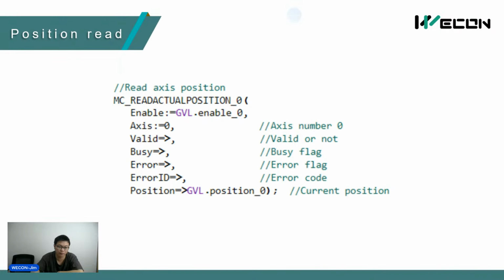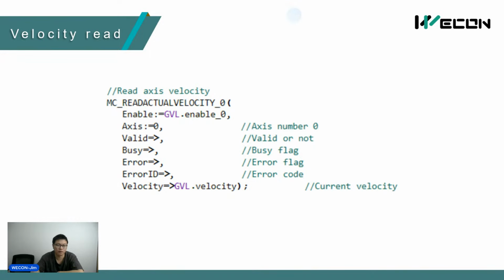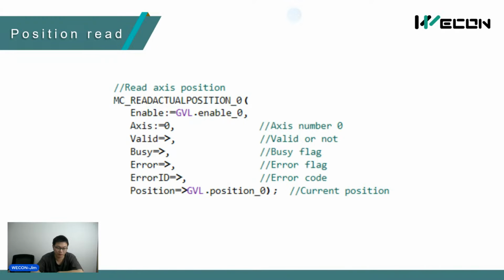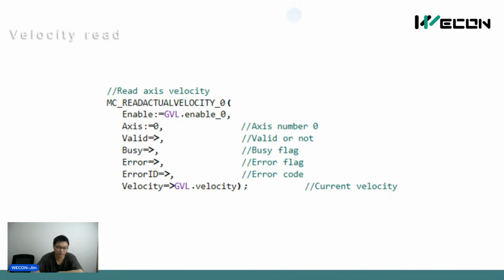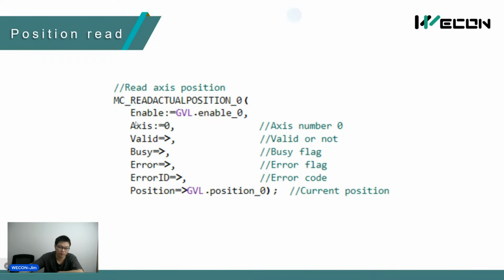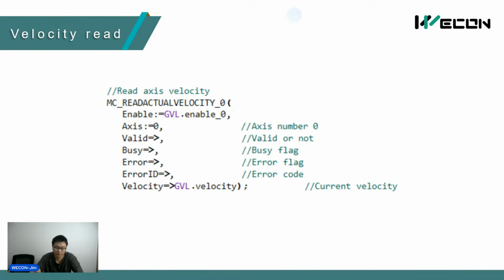So after enabling the axis, we need to read the position and read the velocity. We can use these two function blocks, MC read actual position and MC read actual velocity. The input and output terminals of these two function blocks are similar. We only need to set the axis ID and trigger the enable input, and we will get the position feedback and display it in the output terminal position. And here we can bind it to our variable.